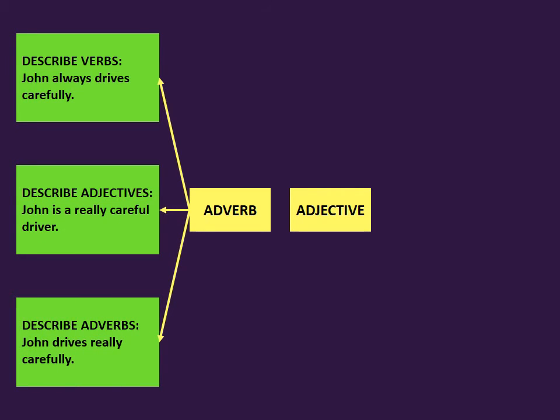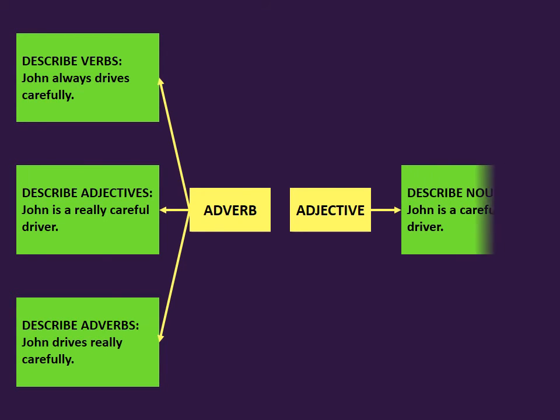And adverbs can be used to describe other adverbs. John drives really carefully. Really, the adverb, tells us something about the other adverb in the sentence, carefully. Finally, the adjective tells us something about nouns. John is a careful driver. The adjective careful tells us something about the noun driver.